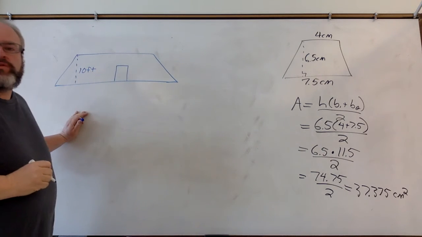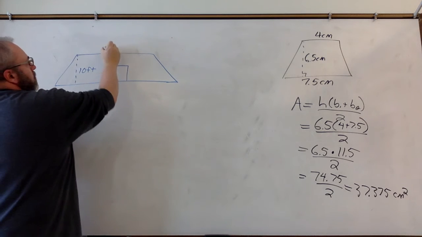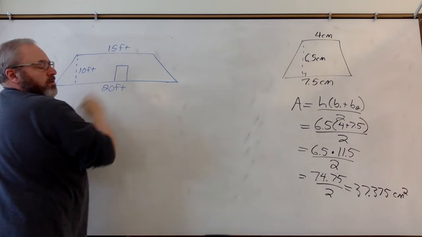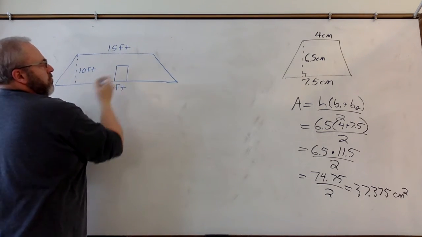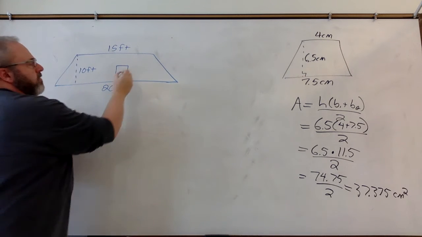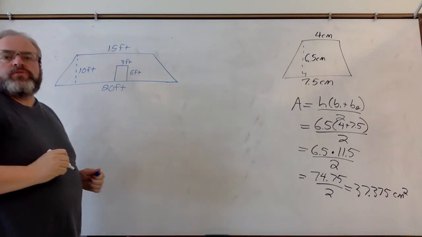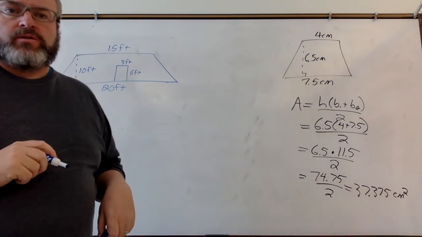So let's put some numbers in so we'll know what we're talking about. Say this building is 10 feet tall. Across the top is 15 feet, 20 feet across the bottom, and the door, let's say it's a short door, it's 6 feet tall and 3 feet across the top of the door. Door is a rectangle, so we'll know how to deal with the rectangles in just a bit.